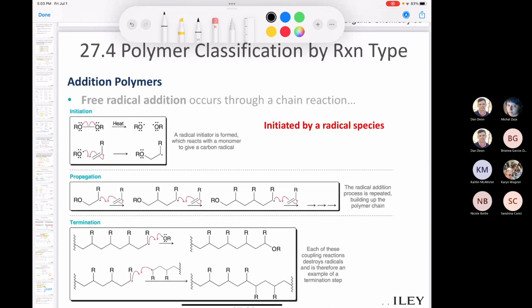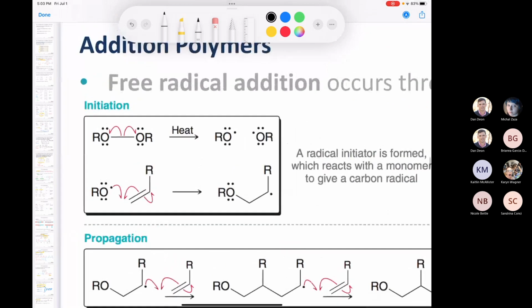Just like we saw way back in chapter 10 of Organic Chemistry 1, when we discussed radicals, when we make a polymer via radical addition, it's going to occur via initiation, propagation, and termination. So if you don't remember what those terms mean, let's review. Initiation is where we start with something that doesn't have a radical and we make a radical from that. So there's actually kind of two initiation steps.